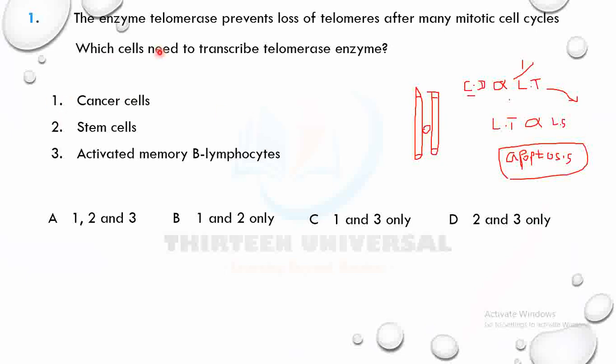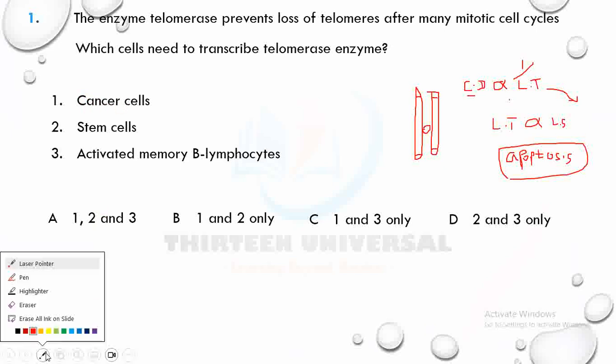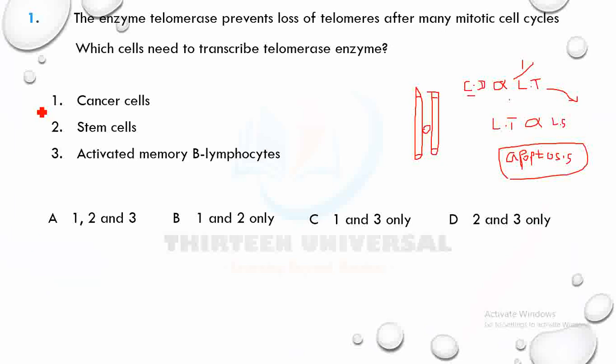All right, let's come here. Which cells need to transcribe telomerase enzyme? Cancer cells, sure. Remember that cancer cells divide indefinitely, so their telomerase enzyme is active and they continue to divide. Stem cells stay long in the body because they are the ones that supply other cells, so they need to transcribe the telomerase enzyme. Activated memory cells are very important because they help to protect the body. They give the body active immunity and allow a rapid immune response to a pathogen that has been in the body before, in further invasion by that particular pathogen.